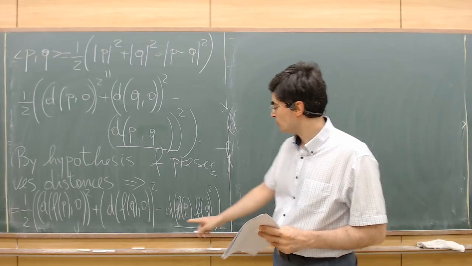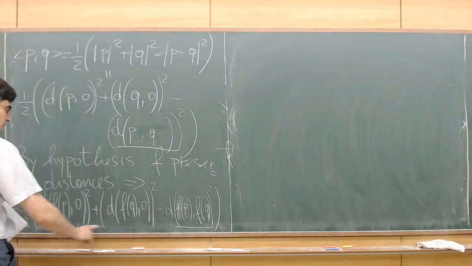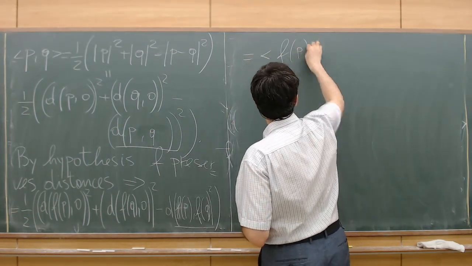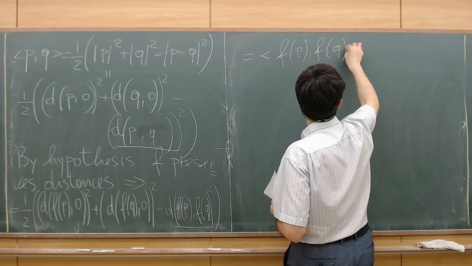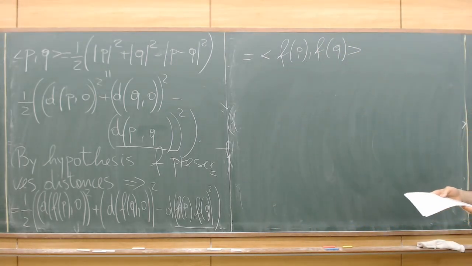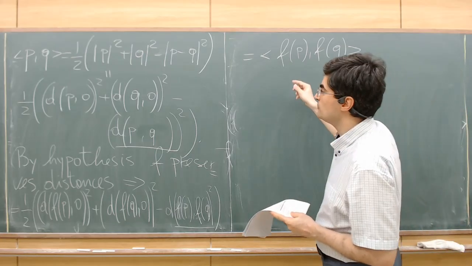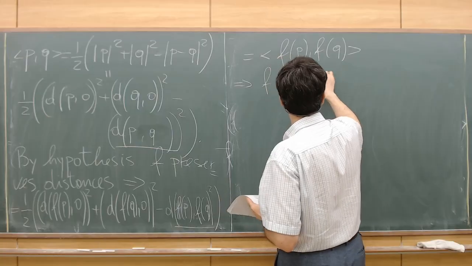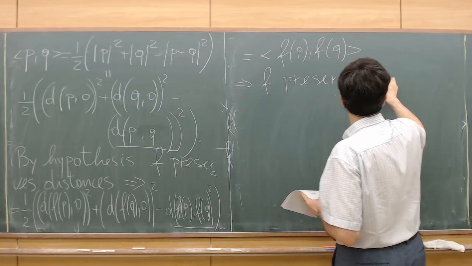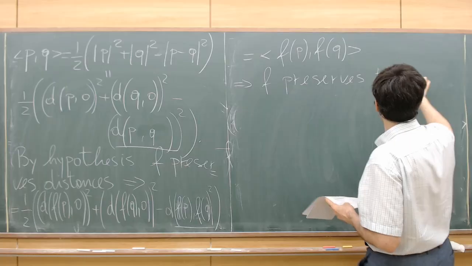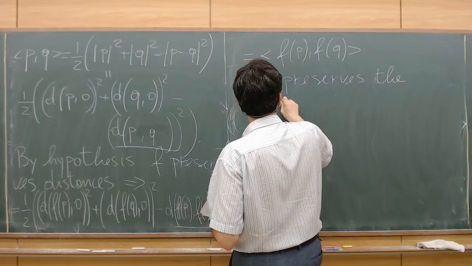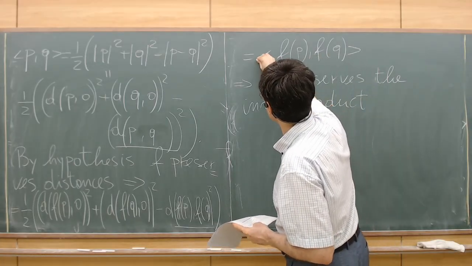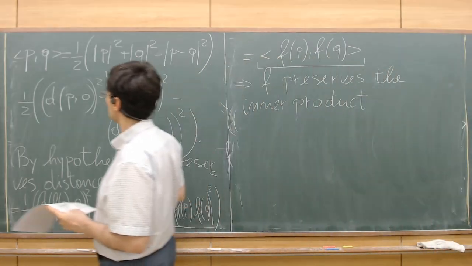Okay, now let's observe what we have on the blackboard. On the blackboard we have the inner product of f of p and f of q. So we proved that f preserves the inner product. Why? Because I proved that this inner product is equal to this one.